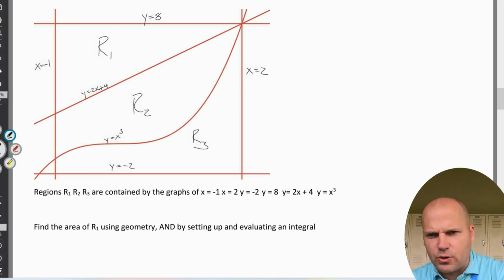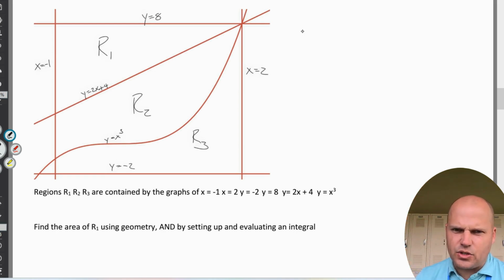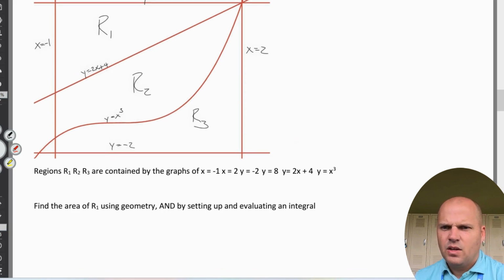We got R1, R2, R3 contained by the graphs of x equals negative 1, x equals 2, y equals negative 2, y equals 8, y equals 2x plus 4, y equals x cubed. Fantastic. Find the area of R1 using geometry. All right, cool. I need to find this point here.